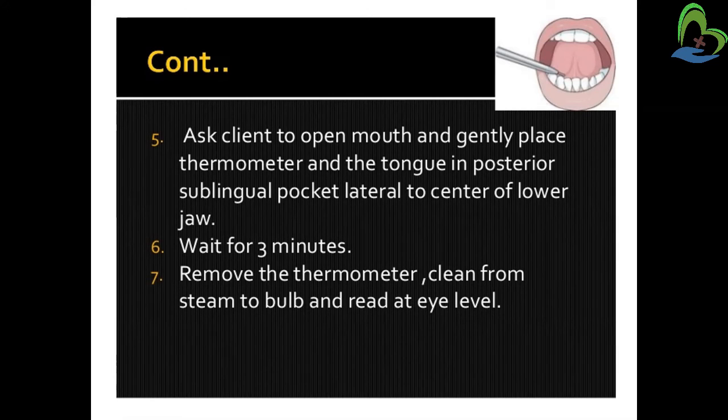First we remove the thermometer, then we clean it from the stem to the bulb, that is, from the back to the front. And then we read the level of mercury at eye level, for an accurate assessment of the temperature.